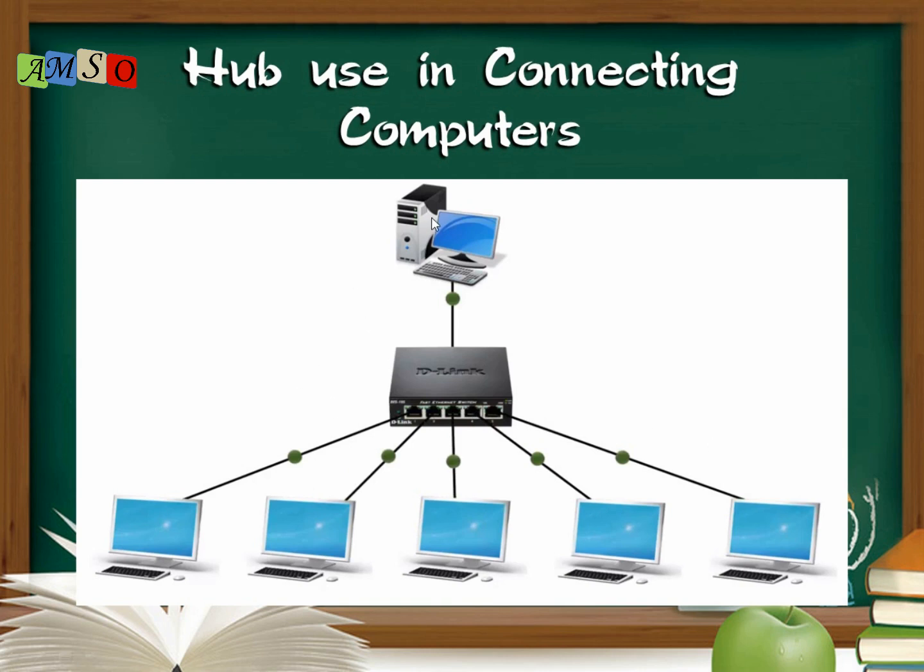So now when this computer sends information, it will split itself in the hub. Then it will move to different computers. So this is the hub, which is used to connect this computer to these different computers. Without the hub, the computer can only be connected to one another like this. Without the hub, you cannot connect these extra 4 computers. Let's move to the other one.